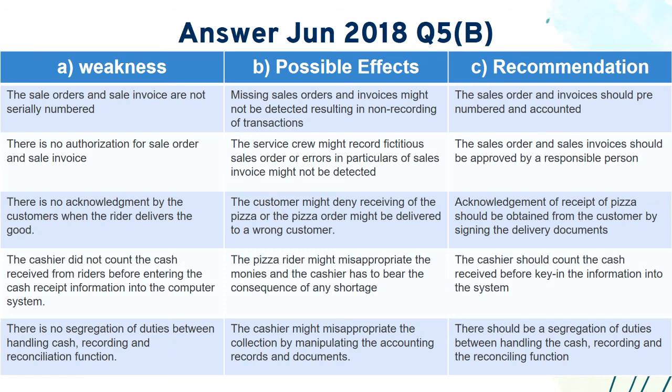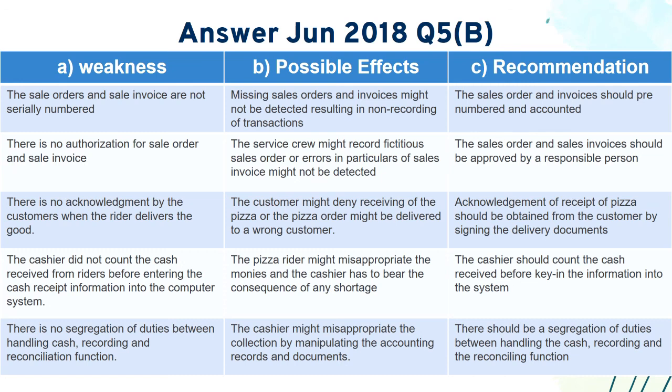person, such as managers. The third weakness is that there is no acknowledgement by the customers when the rider delivers the goods. The customer might deny receiving the pizza, or the pizza order might be delivered to a wrong customer. To solve this, an acknowledgement of receipt of pizza should be obtained from the customer by signing the delivery document.